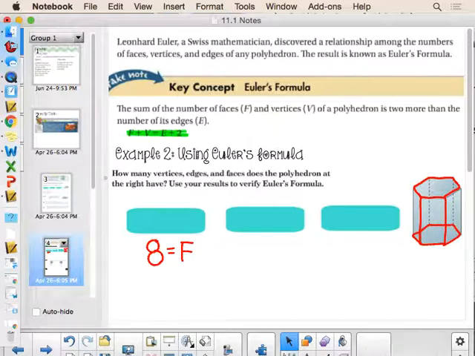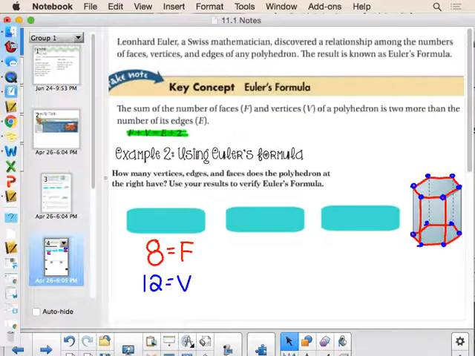Okay? So we have 8 faces. The next thing I want to notice is how many vertices we have. In total, we have 12 vertices. I can count the number of vertices by recognizing how many points we have all around. Notice that there are 6 on the top, and then there are also going to be 6 on the bottom.